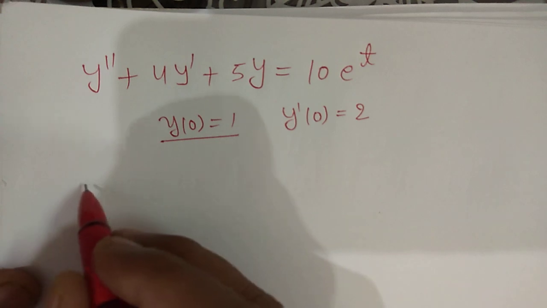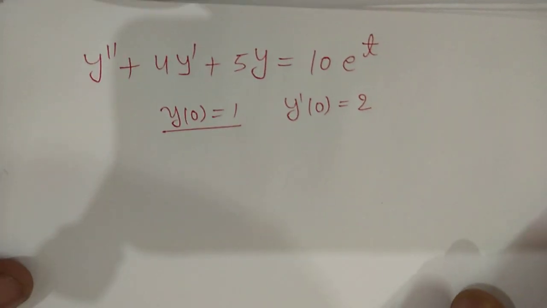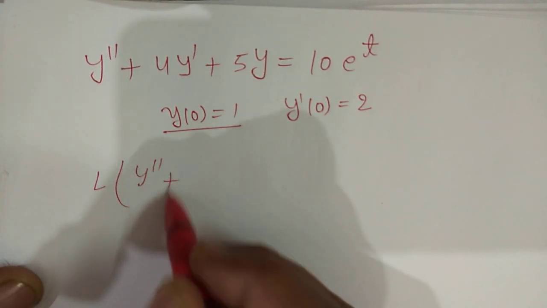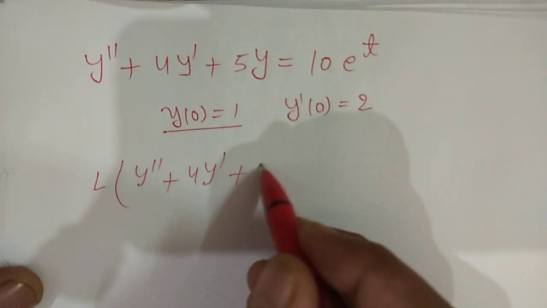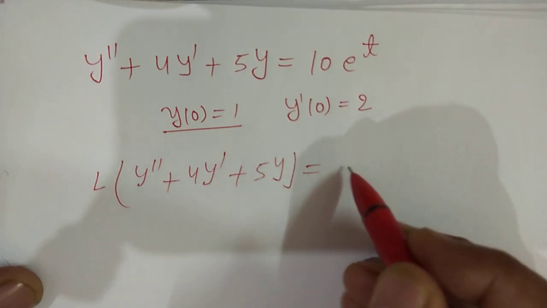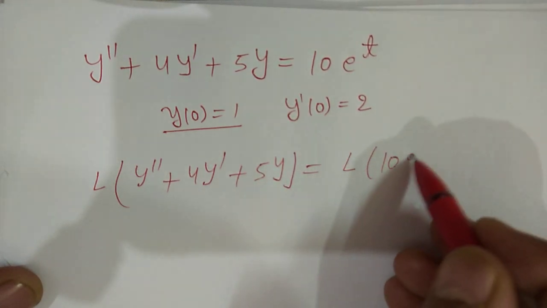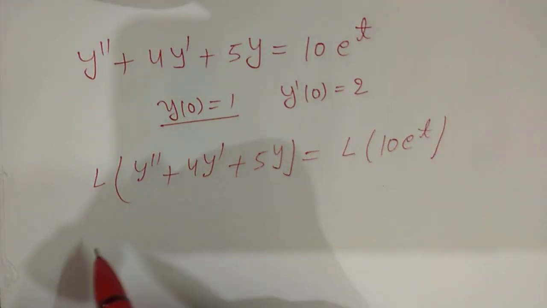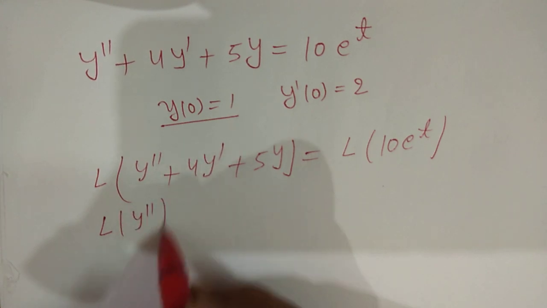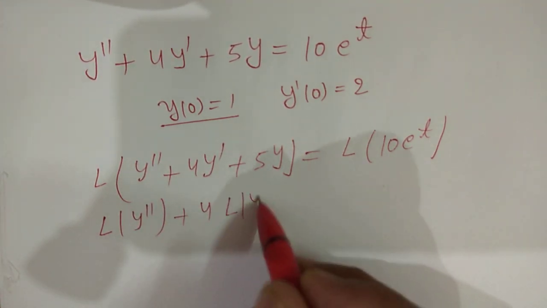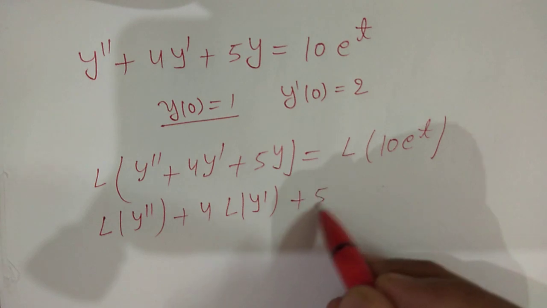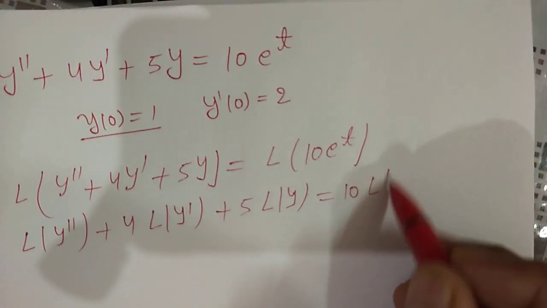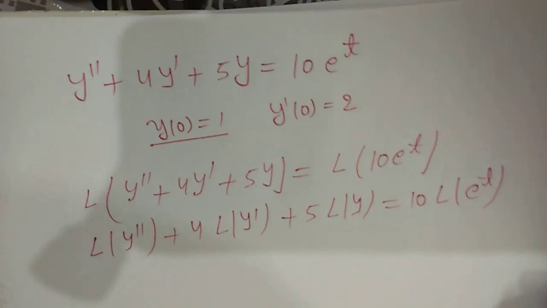So we apply the Laplace transform on both sides. Laplace of y'' plus 4y' plus 5y equals Laplace of 10 e to the power t. Laplace satisfies the linear property. So Laplace of y'' plus 4 Laplace of y' plus 5 Laplace of y equals 10 into Laplace of e to the power t.